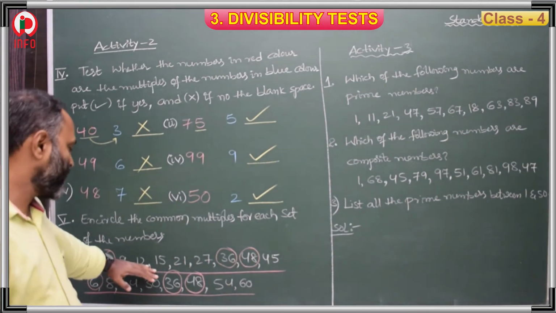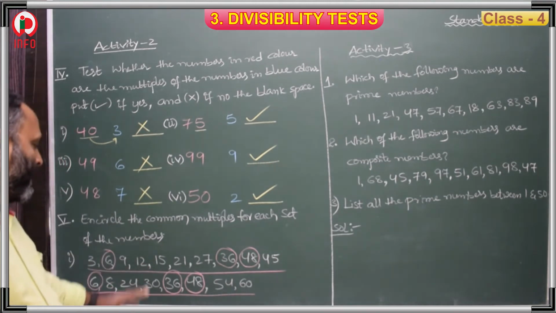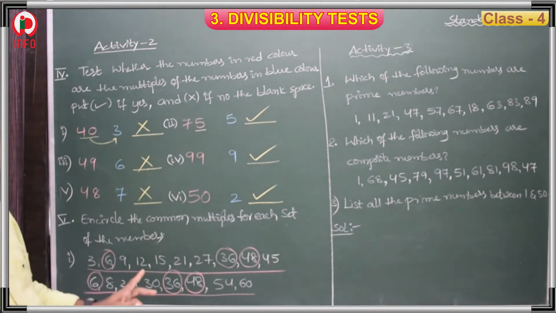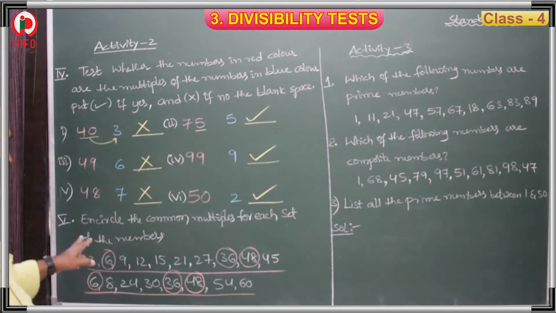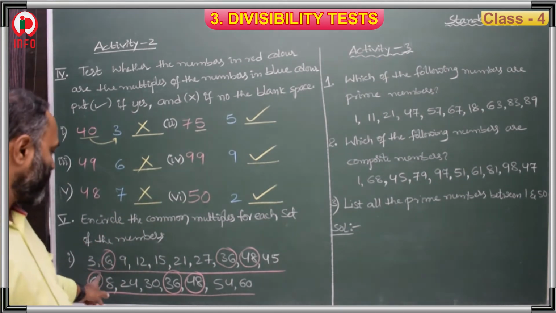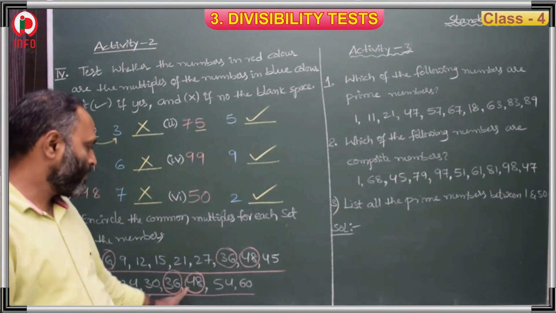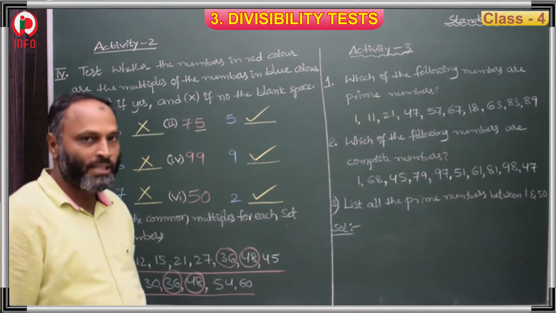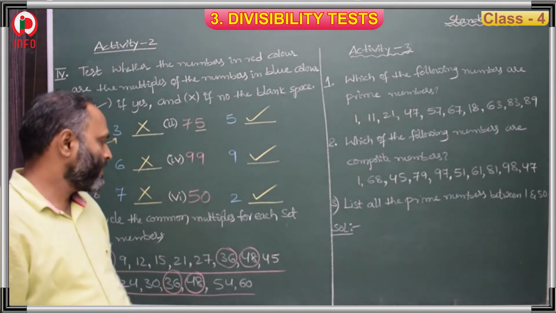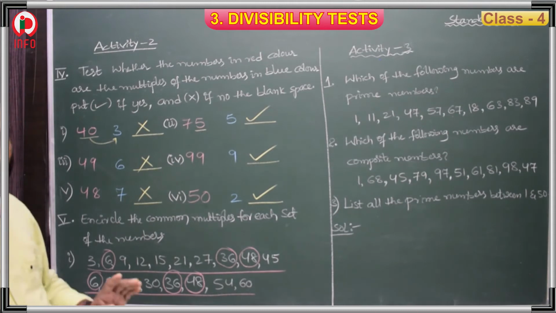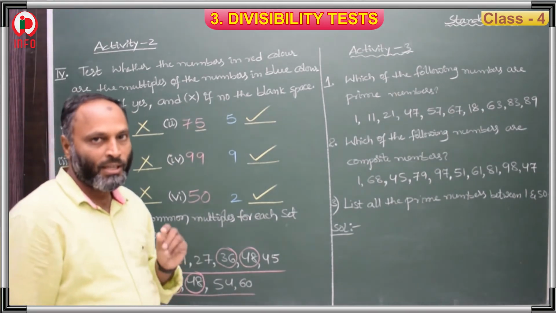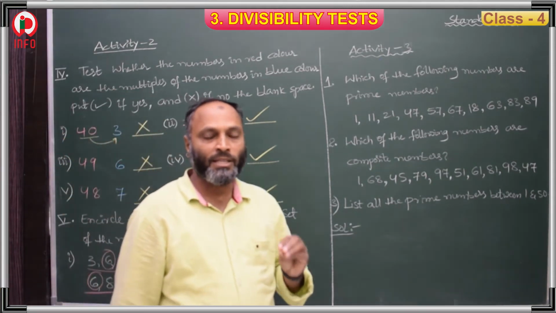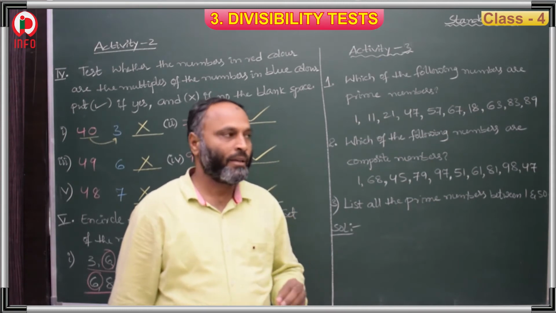This is our first set. This is our second set. In these two sets, we encircle, which means we make a circle around those that are common. 6 is common in both. 36 is common in both and 48 is common in both. This is the fifth bit. In the fifth bit, one more question is there. That question you have to do as your home assignment.